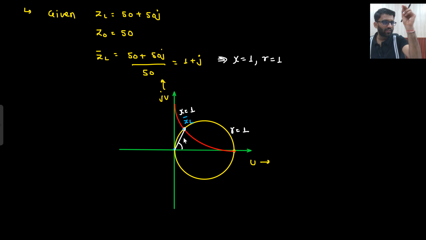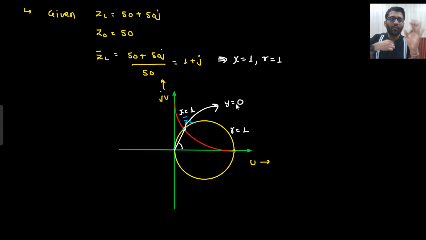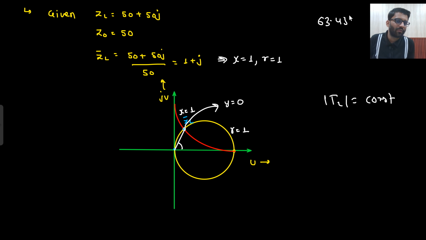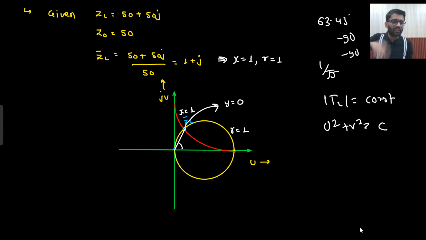If I join that ZL dash point to the origin, what do I get? I get my gamma L. This point is my Y equals 0. Now I know that on the complete transmission line, the magnitude of gamma L will be constant. I am not talking about the angle. Angle will be changing. First it was 63.43, then minus 90, then minus 90. But the magnitude was 1 by root 5 only. Magnitude is constant. That means u squared plus v squared is equal to a constant. And this is the equation of a circle. Which circle? Constant VSWR circle.